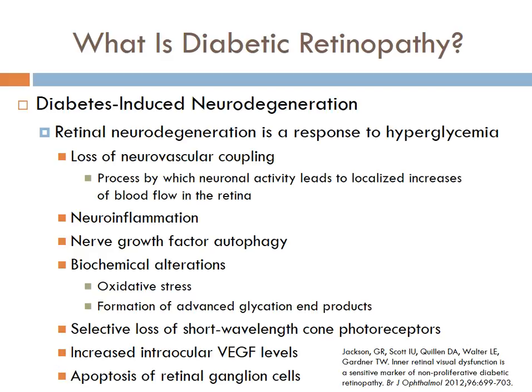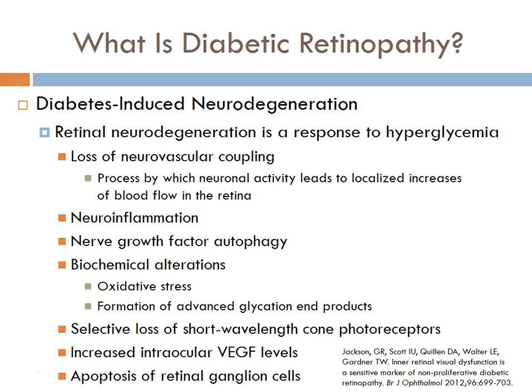You also get this neuroinflammation, nerve growth factor autophagy. You get biochemical alterations, including the oxidative stress. That's a real big thing in all the nutrition classes now, talking about oxidative stress and how you try to relieve that with antioxidant supplements. You've got the formation of the advanced glycation end products. A few doctors like myself have that Freedom Meditech biomicroscope where we can measure those things in the person's lens. You get a selective loss of short wavelength cone photoreceptors. We'll talk about that in a little bit. Increased VEGF levels, and last but not least, an apoptosis of the retinal ganglion cells.